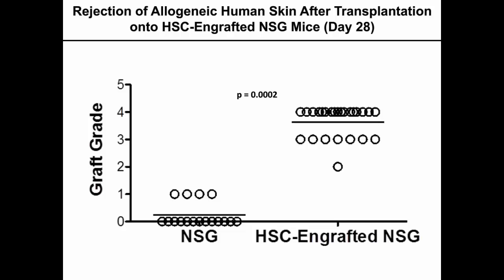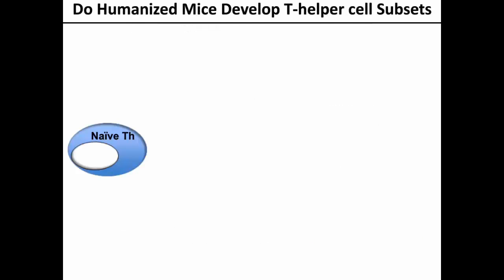And I'm going to present a little bit of data about how we're actually changing the nature of the immune response stimulated by that allogeneic human skin graft. And we really focused on the helper cell populations generated during the response to that human skin. So helper cell populations can represent a wide variety of human immune cells.